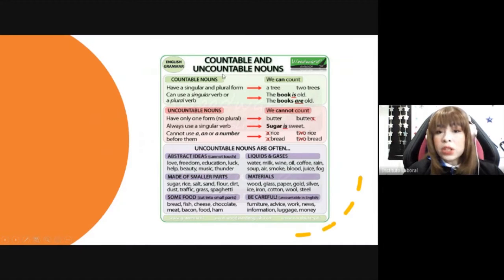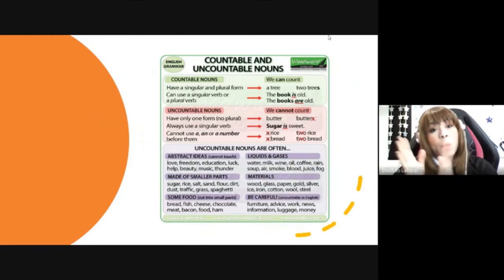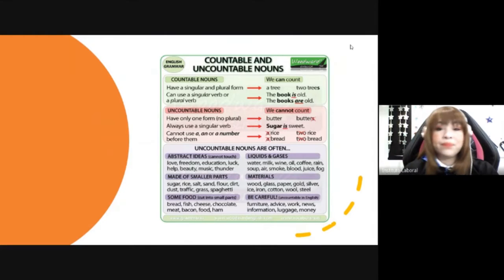Remember, countable nouns are the ones that we can count. 1, 2, 3, 4, 5. We can add a number. So if we say a tree, we are talking about one tree, two trees. So when you are talking in singular, the noun does not take the S. But when you add two or more, then you add the S to the noun. Like for example in here, 2 trees.